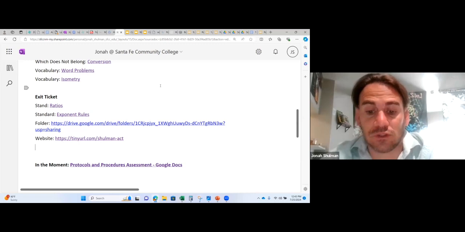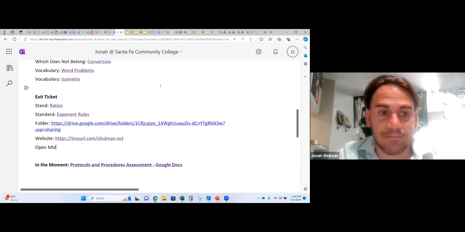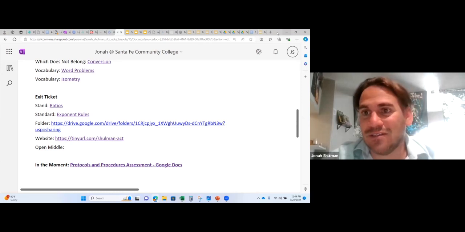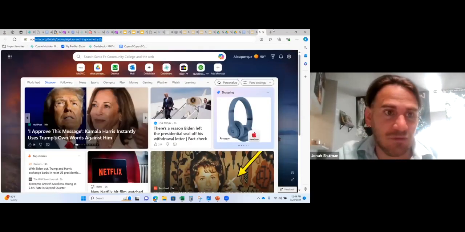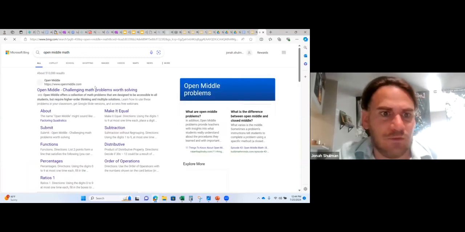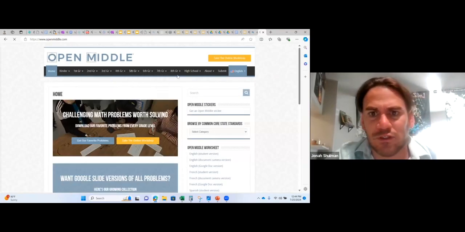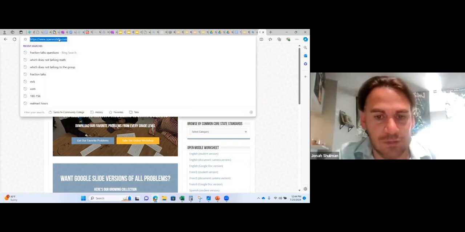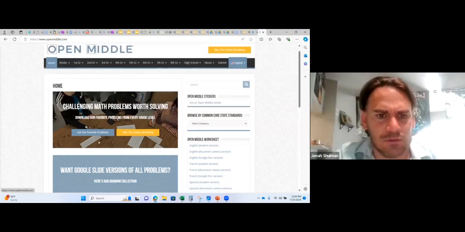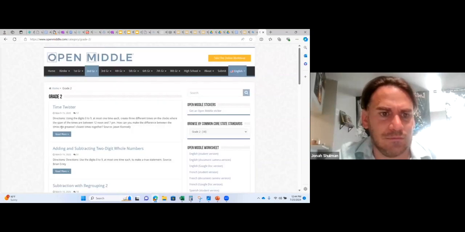I think open middles are great because they're challenging and they provide ways to assess students where they have to create. That's a really hard thing for them. That's broken down from first all the way to high school. These are great problems. And you can try one. Let's do a second grade.